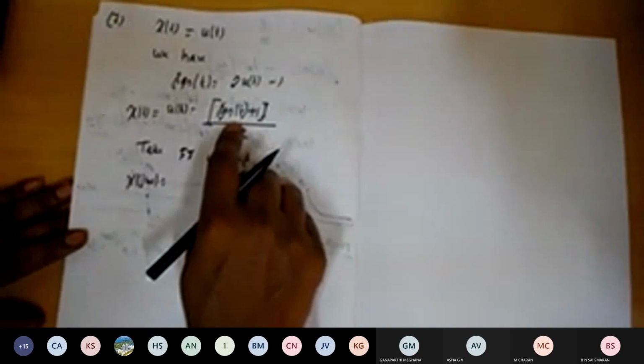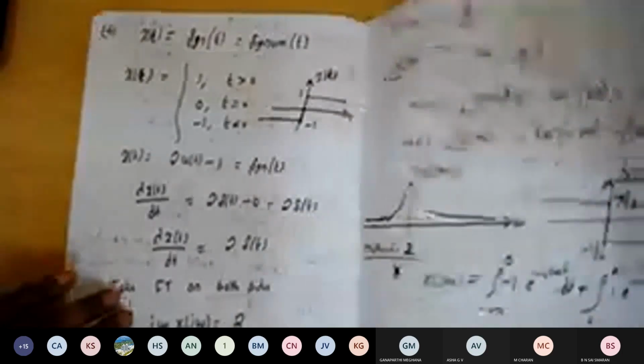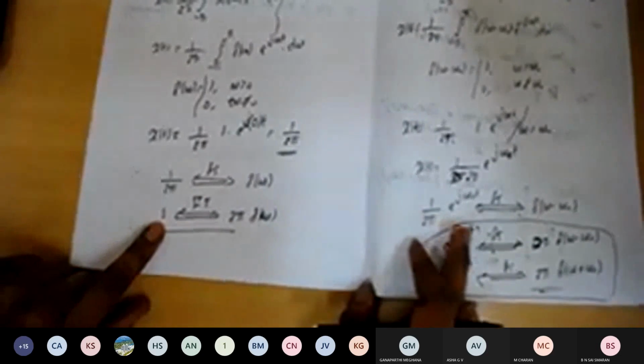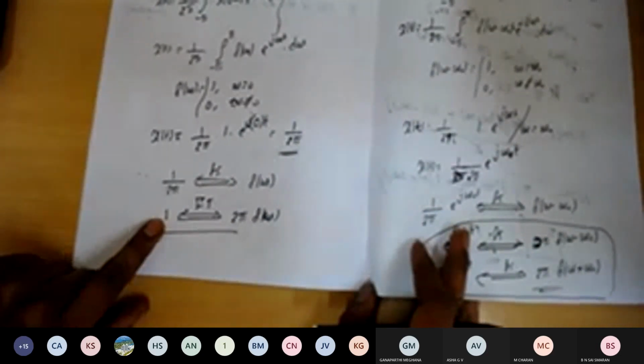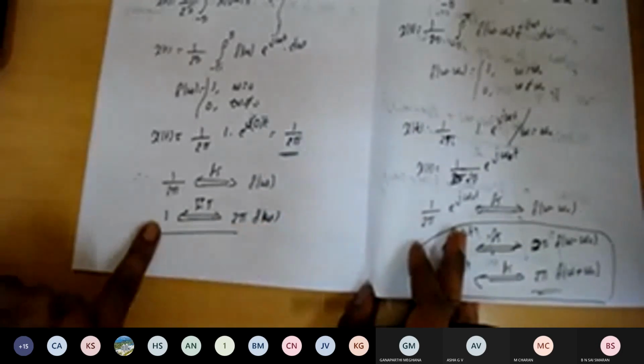The signum function Fourier transform is equal to 2 divided by j omega, plus the Fourier transform of 1. We already saw this in the previous impulse response discussion, the Fourier transform of the delta function. The Fourier transform of 1 becomes 2 pi into delta of omega.